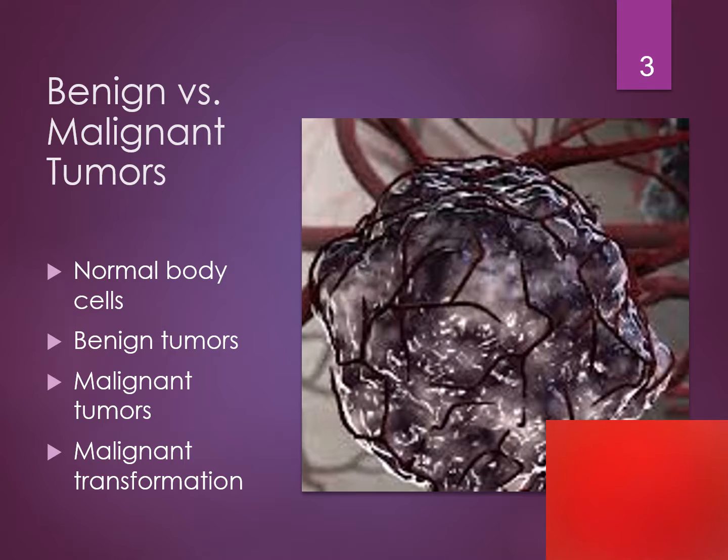Regional invasion is the spreading of cancer cells into adjoining tissue. And metastasis is the term that we use when cancer spreads to distant areas of the body. The most common areas for metastasis are the liver, brain, bone, and lungs.